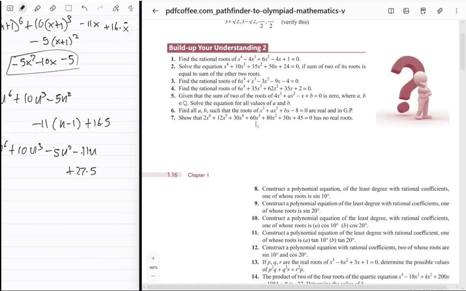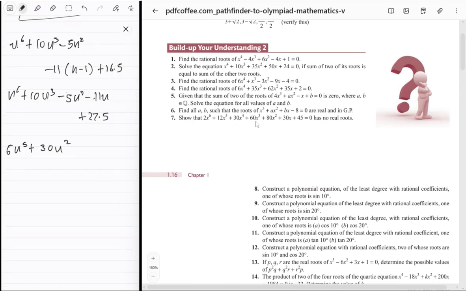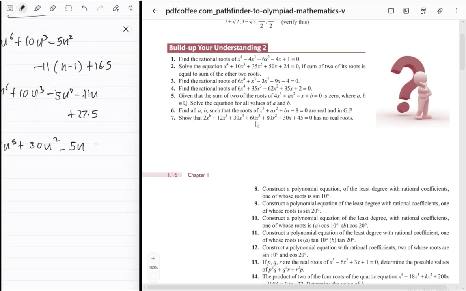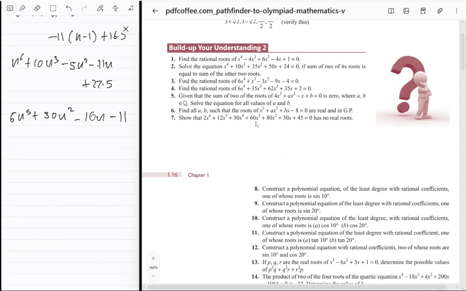Taking the derivative of this, showing that it's always positive or something like that, is probably what we should be doing. So let's take the derivative instead. You're going to have 6u power 5 plus 30u squared minus 10u, sorry, minus 10u and minus 11. So is this always positive? That's the question. I don't know.